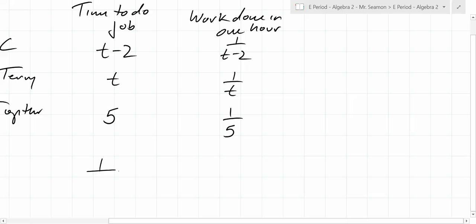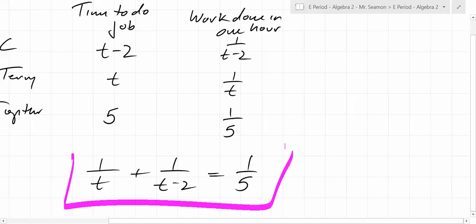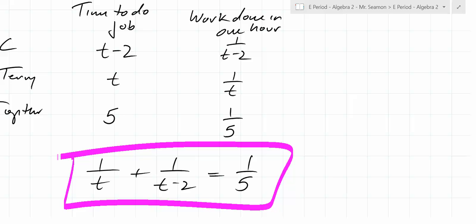So what's the equation I can now set up? 1 over T plus 1 over T minus 2 equals 1 over 5. Correct. And this isn't written as a quadratic in standard form, but what is it? It is a quadratic.